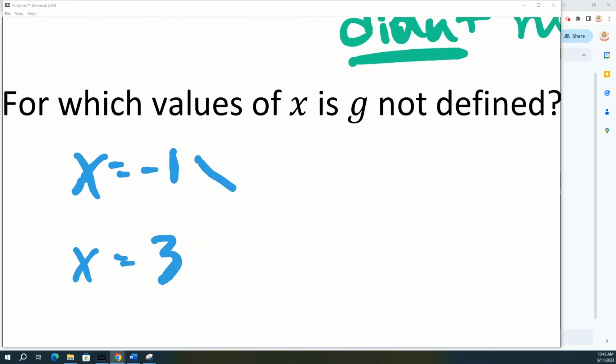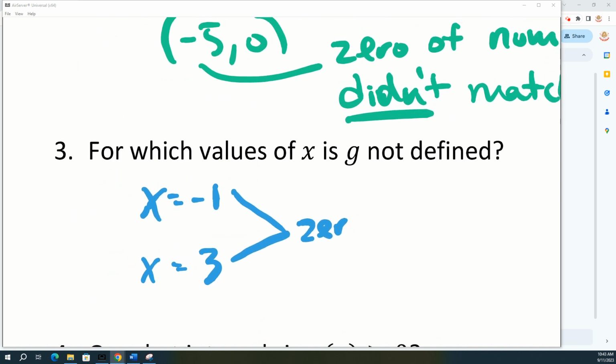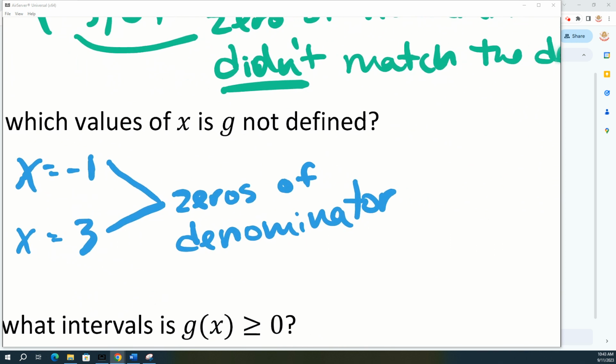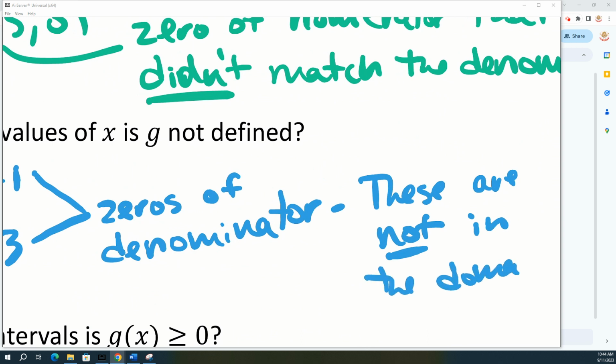So we're going to say these are the zeros of the denominator. I zoomed in too much. And in a second, we're going to talk more about the domain, but we're going to make a note that these are not in the domain because we cannot divide by 0.